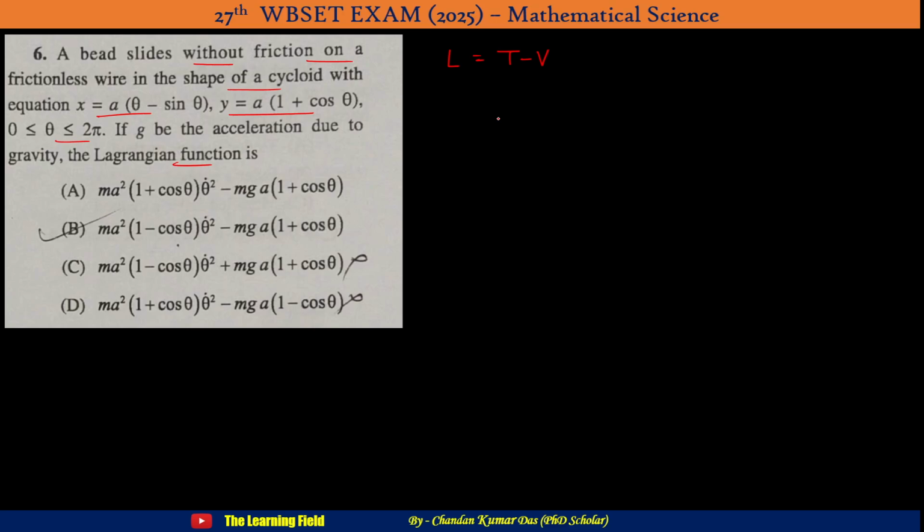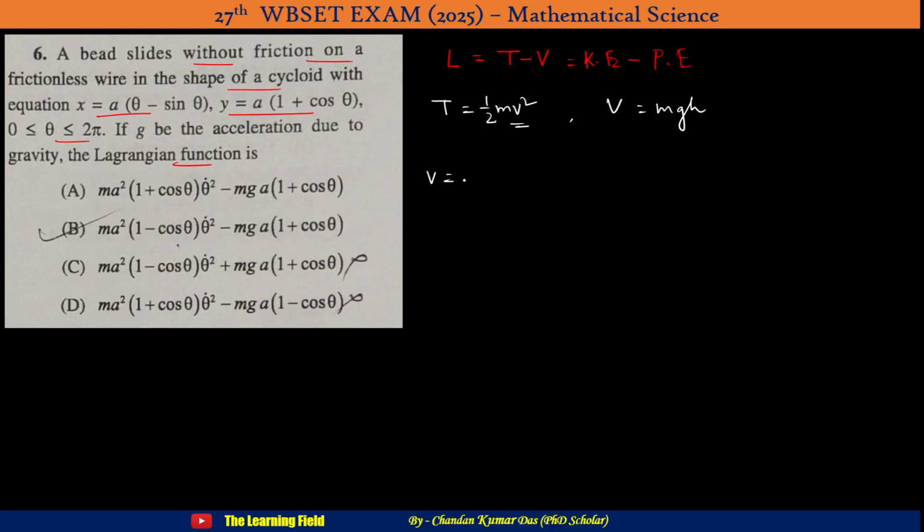And what are T and V? T is the kinetic energy and V is the potential energy, the most general formula. Fine. So now we have to find this T and V. T is half mv square, and V is mgh. Now we first have to find this V.